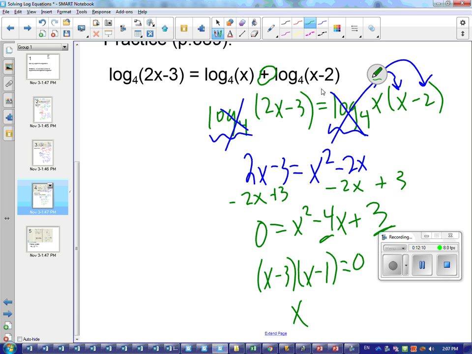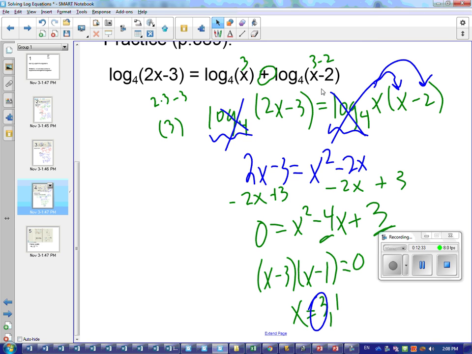So my solutions are +3, +1. My potential solutions, I should say, because I always want to go back and check. So I'm going to plug these values in. If I plug a 3 in, 2 times 3 is 6, minus 3 is 3. That's okay, because it's positive. 3, positive. 3 minus 2 is 1, positive. 3 works, because the arguments are all positive.